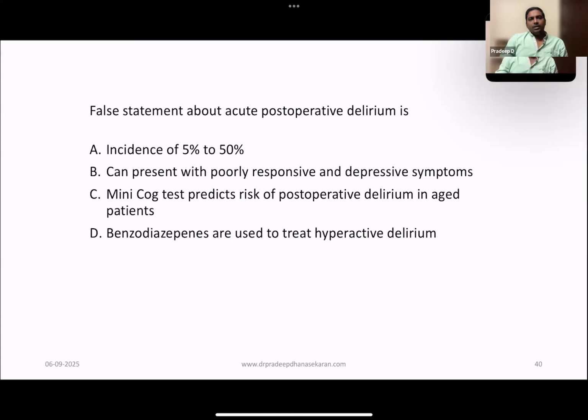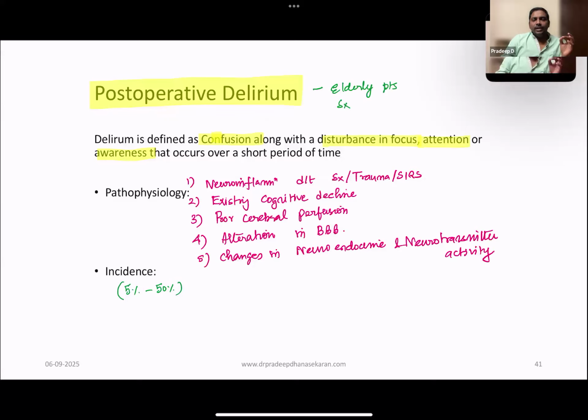Now let's discuss the common system-wise postoperative complications that the patient might get. First, we'll start with the neurological system, wherein we are going to discuss acute postoperative delirium. What do you mean by delirium? Delirium is nothing but a state of confusion along with disturbance in focus, attention, or awareness over a short period of time. It generally occurs in elderly patients who are undergoing major surgeries.